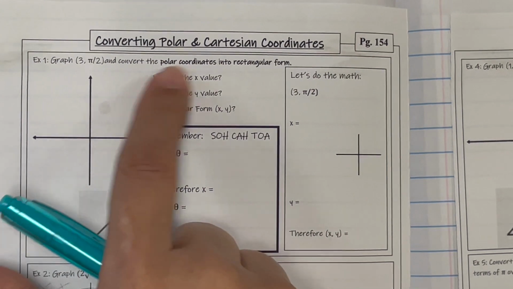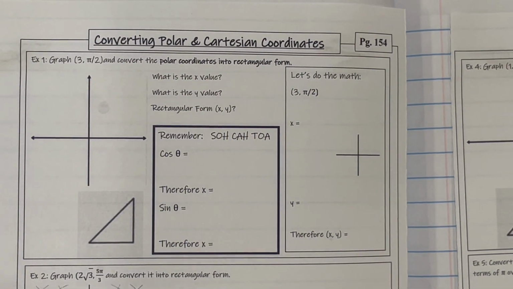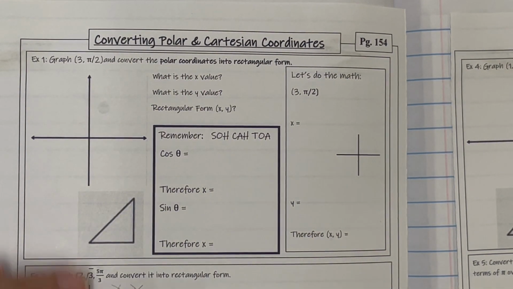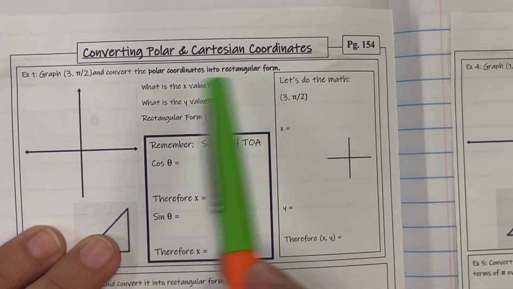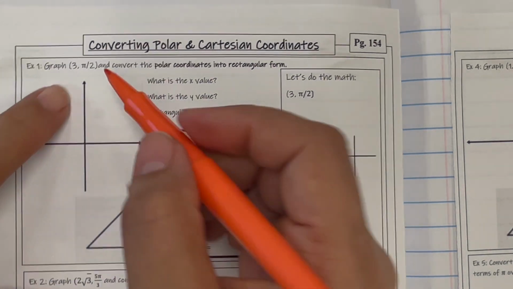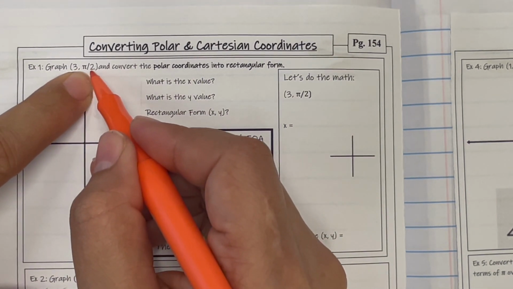All right, we're gonna take a look at converting polar and Cartesian coordinates because you got to be able to go from one to the other. All right, so let's graph this point and convert it into the polar coordinates into rectangular form. So I need a radius of 3 and I need positive pi over 2.